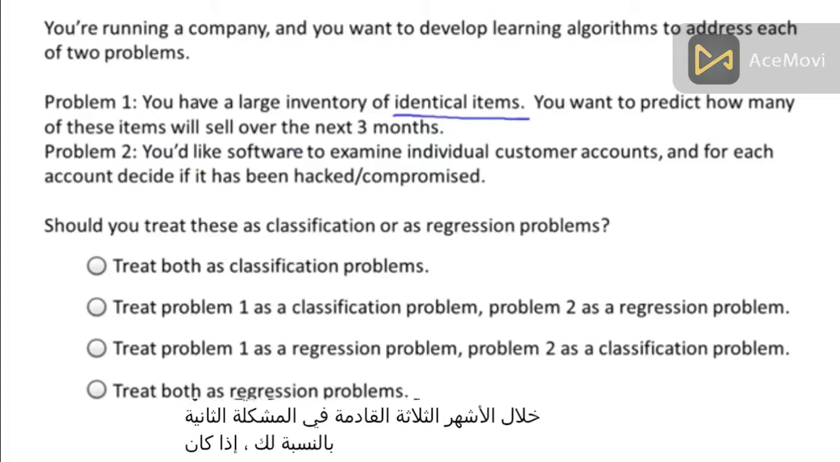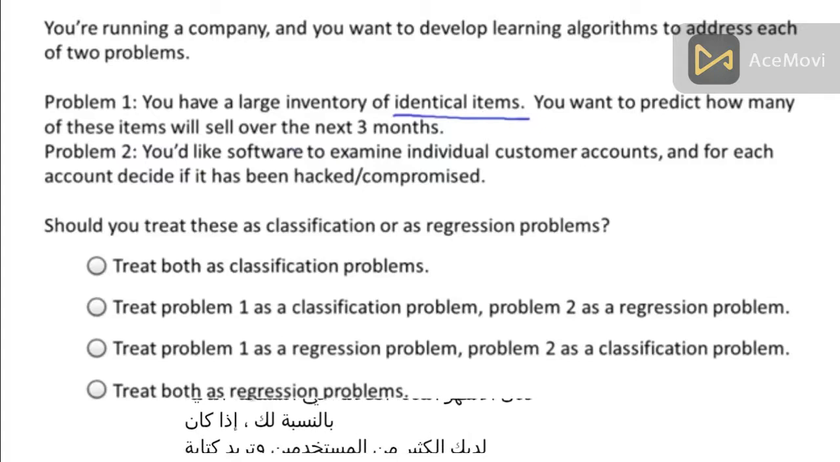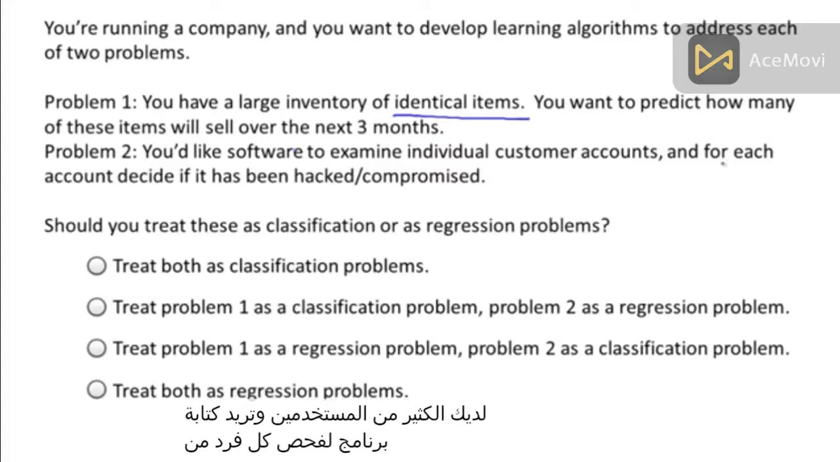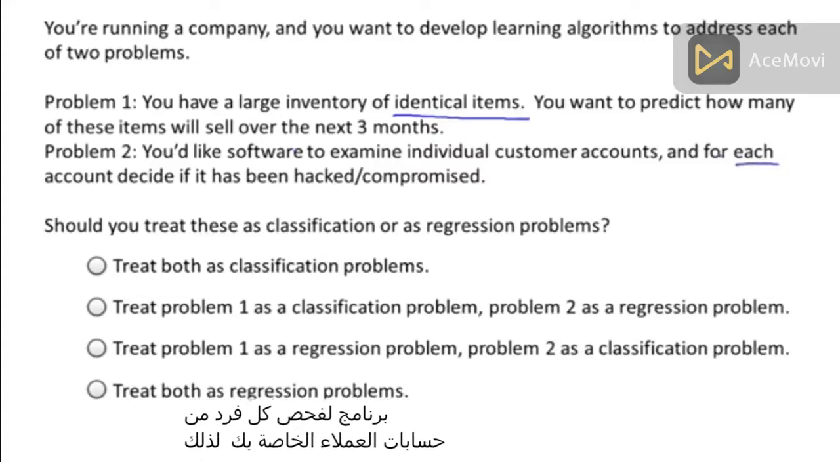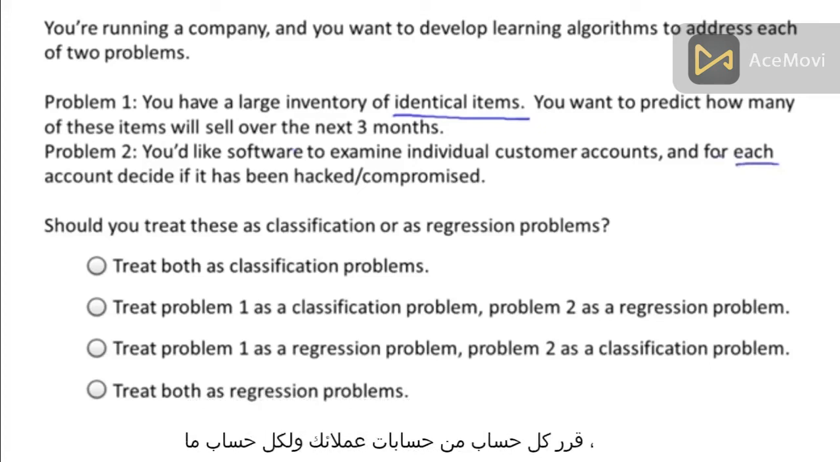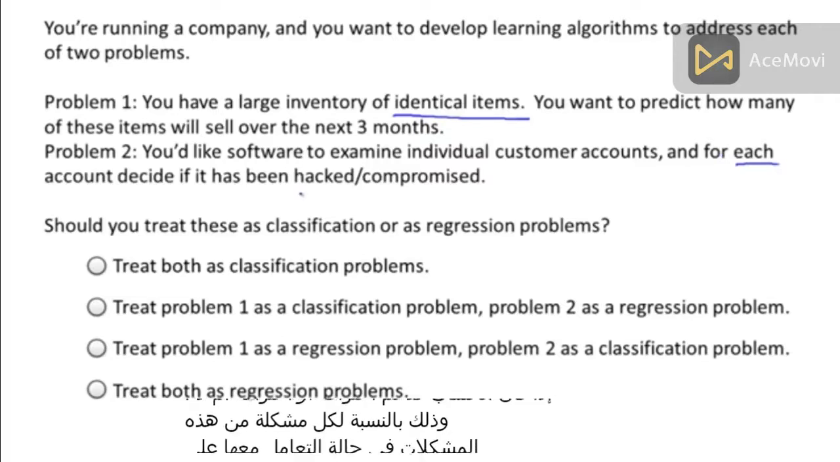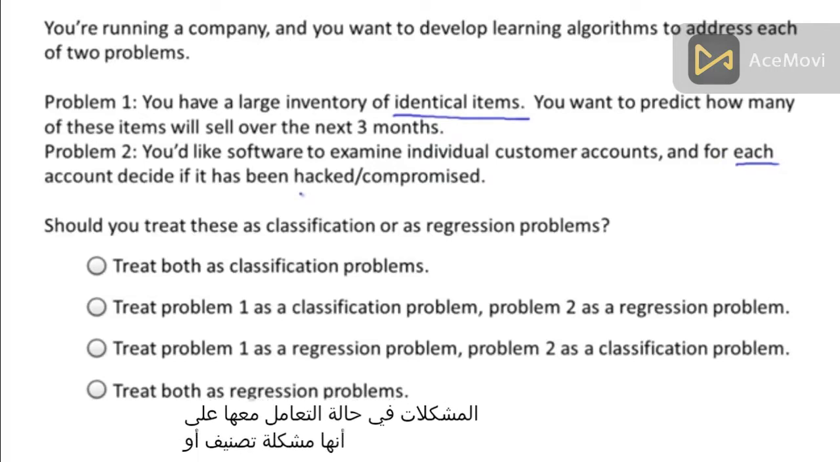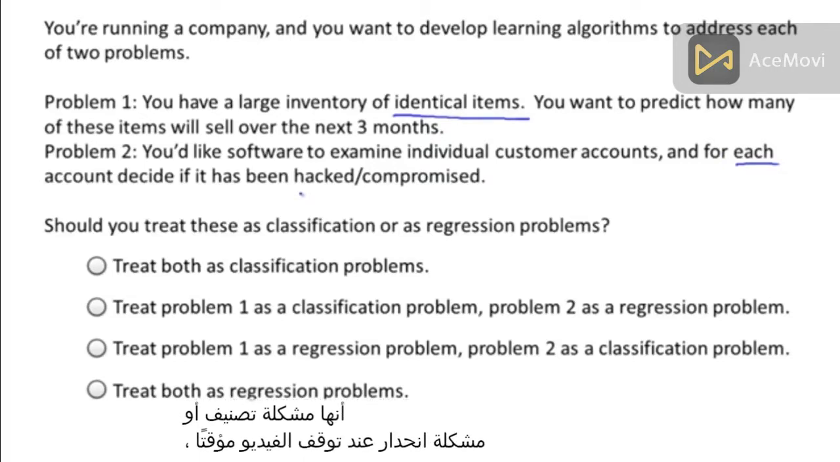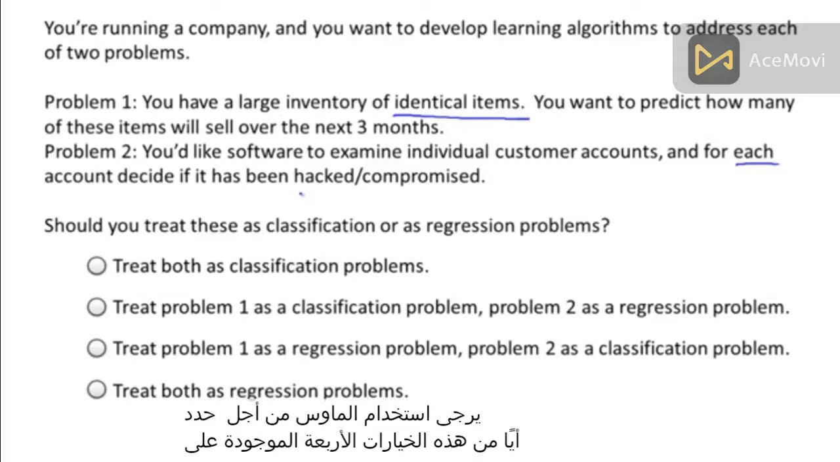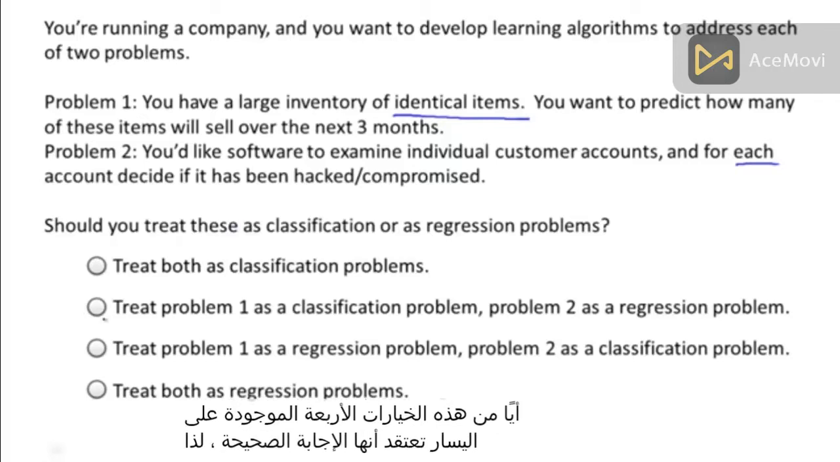In the second problem, problem 2, you have lots of users, and you want to write software to examine each individual of your customers' accounts, so each one of your customers' accounts, and for each account, decide whether or not the account has been hacked or compromised. So for each of these problems, should they be treated as a classification problem or as a regression problem? When the video pauses, please use your mouse to select whichever of these 4 options on the left you think is the correct answer.